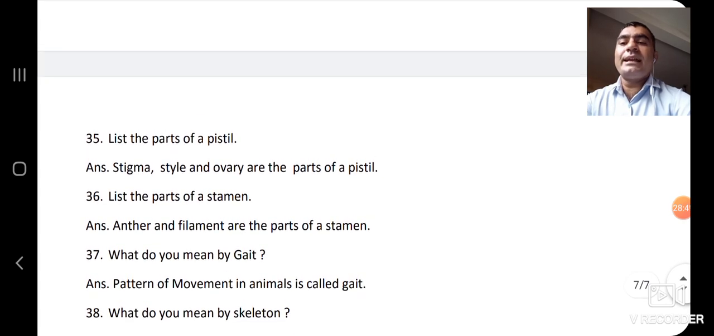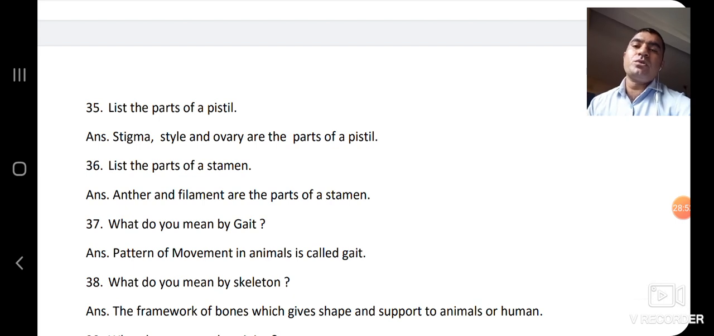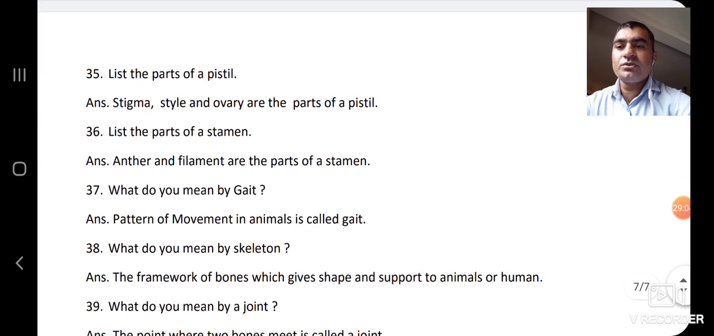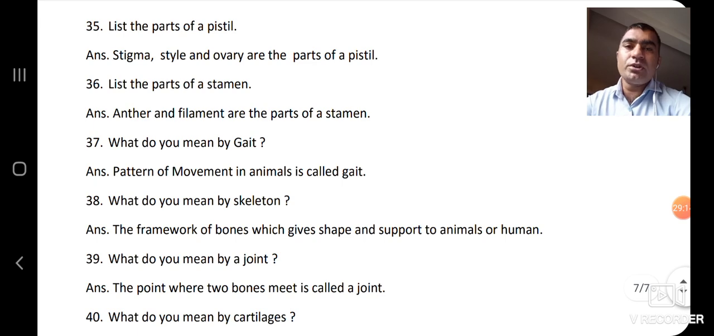What do you mean by skeleton? The framework of bones which gives shape and support to animals or humans is known as skeleton. This framework of our body which is made up of bones is known as skeleton. The next question, what do you mean by joint? The point where 2 bones meet is called joint.